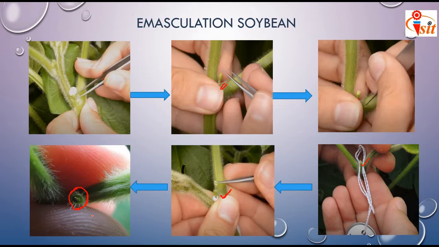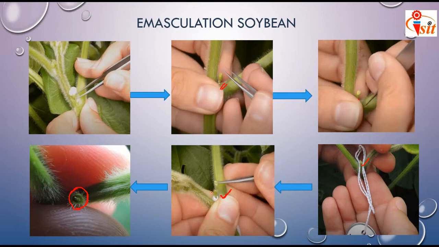What is meant by emasculation? It is the removal of anthers, or the removal of stamens, without injuring the gynoecium. Now the emasculation is done in soybean. What are the steps? Firstly, you have to remove the adult or mature flowers from that branch. Then take up a hood stage bud. Then open it with the help of forceps or a needle. Then remove the petals. Then tag it with a proper label.